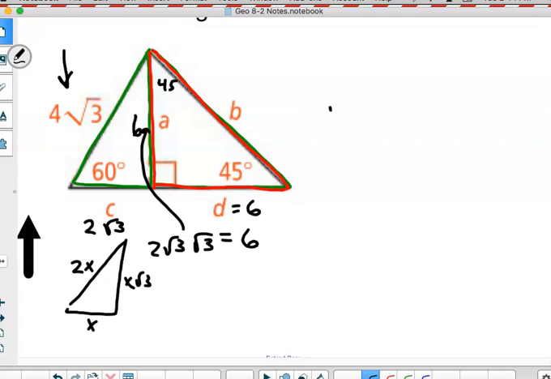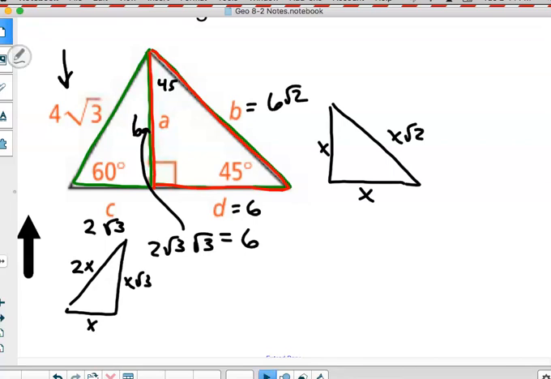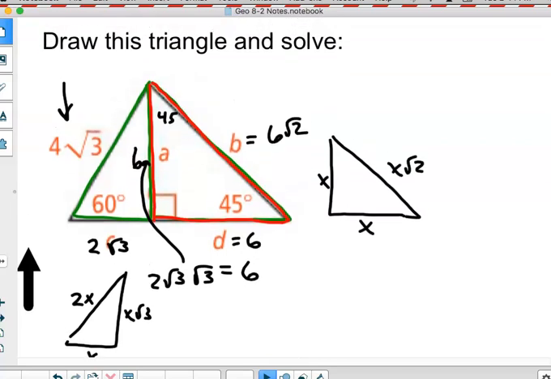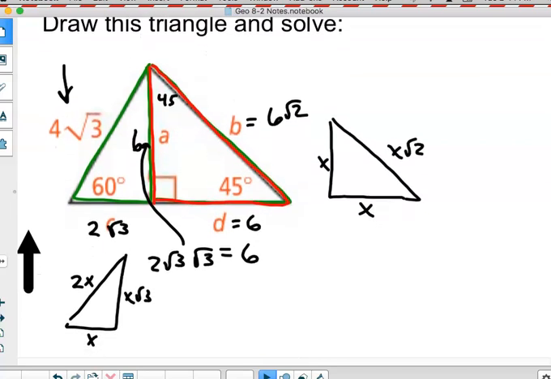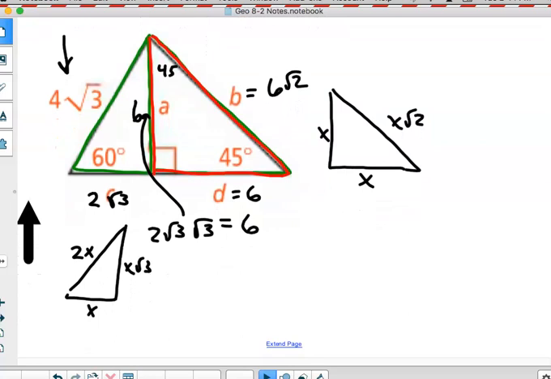And because this is x square root of 2, this is equal to 6 square root of 2 for my sides. And I have used this idea of 45-45-90 and 30-60-90 to find my missing lengths. Okay, draw this triangle and solve. Okay, so we got this going down.